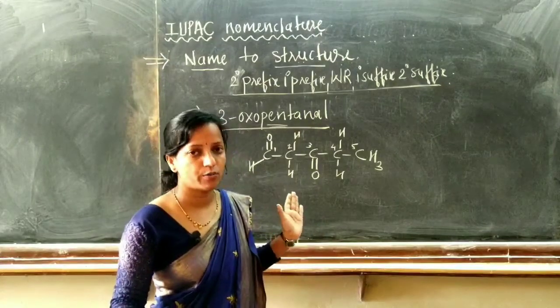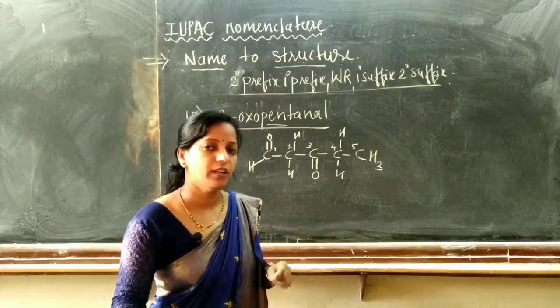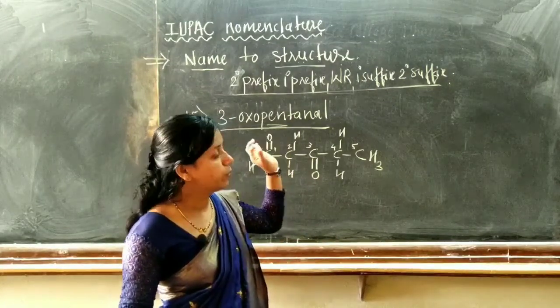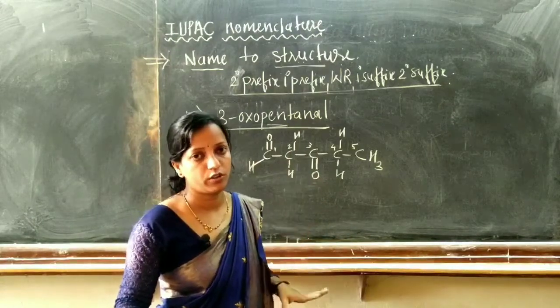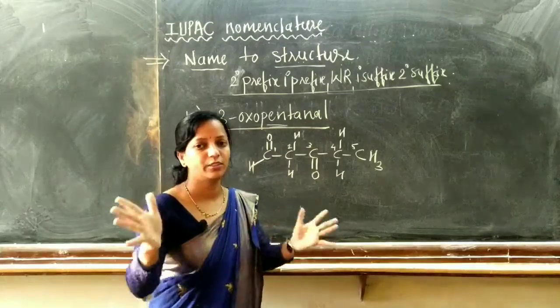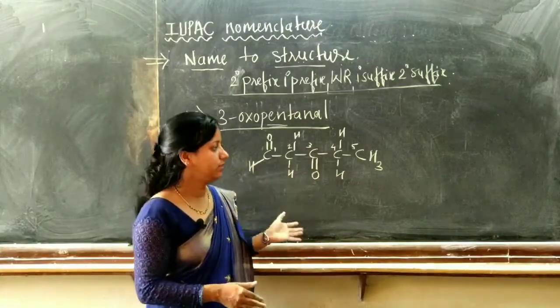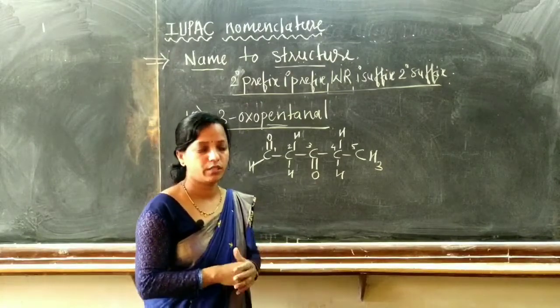Writing name to structure is very easy as compared to writing name from the structure. Here we have the option of numbering either from the left side or right side, but when going from structure to name, we have to go with a particular order or sequence of numbering. I hope this is clear to you by taking these many examples. That is name to structure in IUPAC nomenclature.